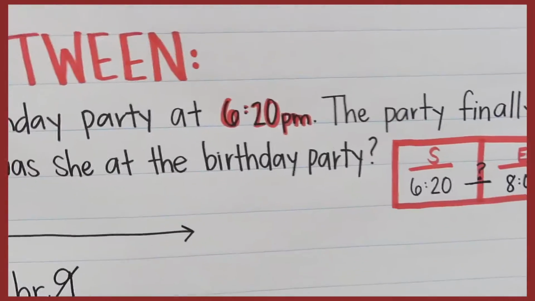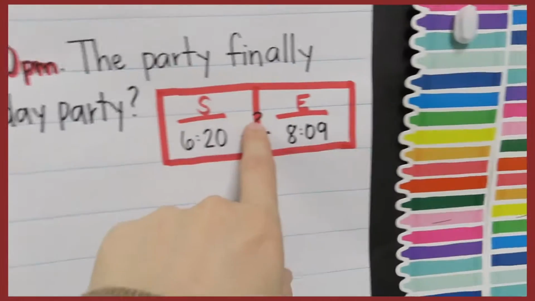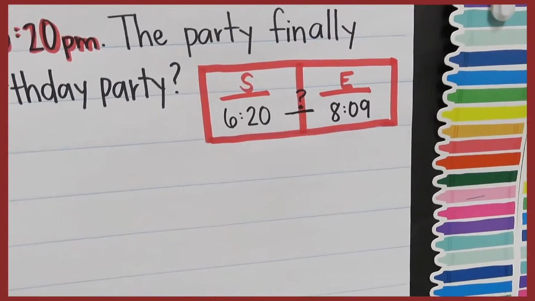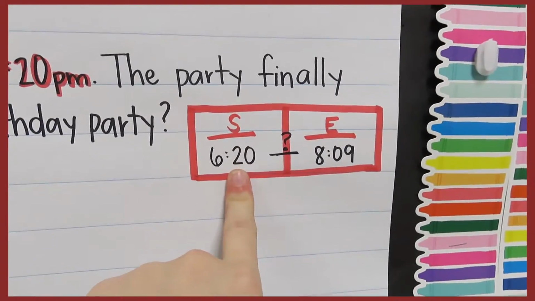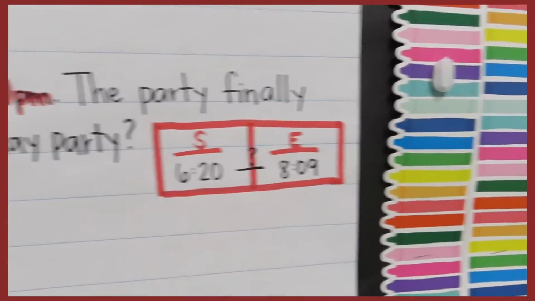Okay, so what else do we know? Well, we know that it ended at 8:09. All right, so that's our end time. So what are we trying to find? How long she was there. So we don't know our time that goes in between. Okay, so essentially what students are going to do is they're going to start their number line with 6:20, and they have to add up until they get to 8:09.